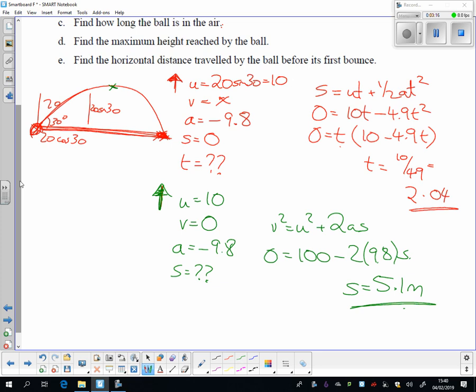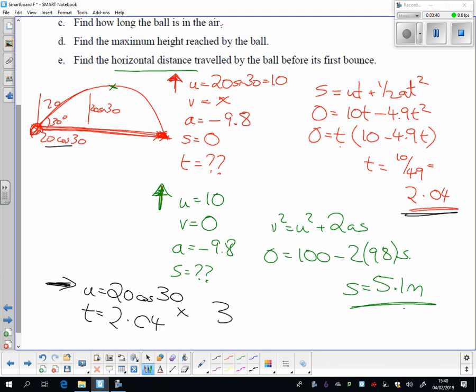And the last bit, find the horizontal distance. The horizontal distance this time, change colour again. So the horizontal distance, we know is starting off that way. It was a long time ago, but at 20 cos 30. And we know the time. The time we're flying for, we got earlier, was 2.04, wasn't it? And so the distance travelled, we just times those two things together, and that gets us 35.3 meters. That's the distance travelled from here, well, from there to there. I suppose it's going to bounce and go on like that, but we don't care about that.